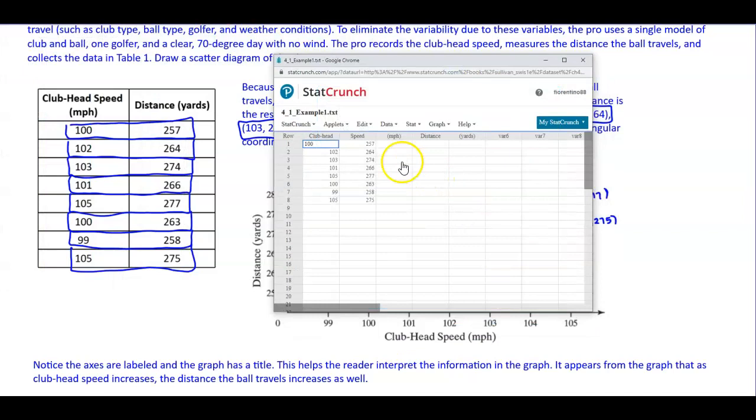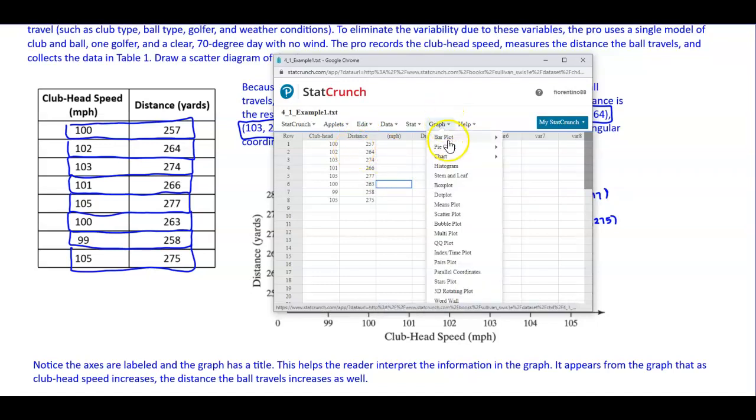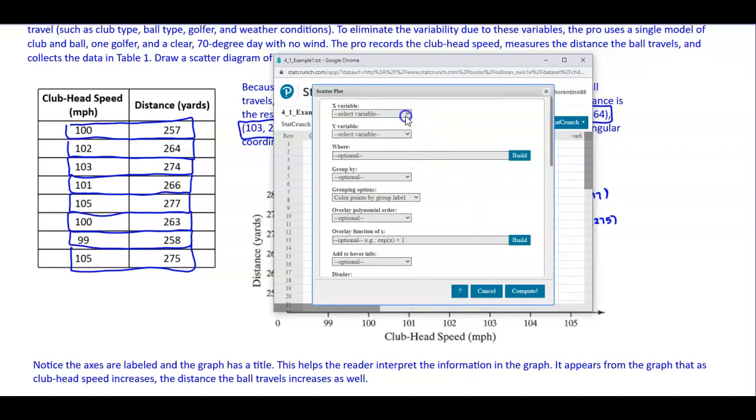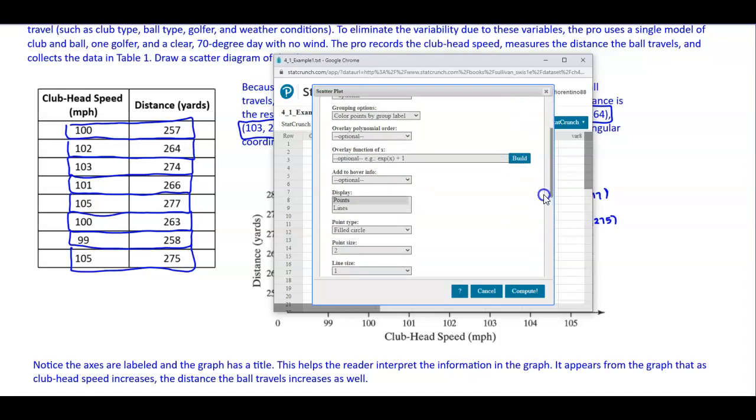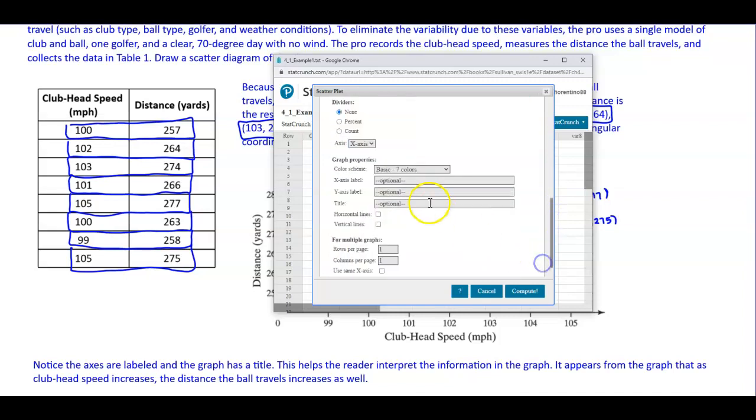So let me go back and change that. Over here, this should say distance. That might have been an error on the computer's part. So let's go back to Scatter Plot. We have club head for the X variable and distance for the Y variable. Now we want to label our graph. We know that we want to display the points. Then down here we have the x-axis, which is the club head speed, in miles per hour.